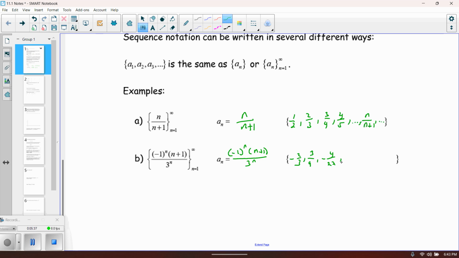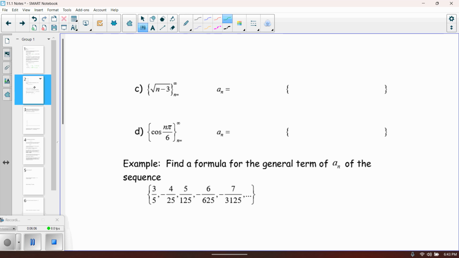Plugging in 4, it's an even power, so it's going to make it positive. We'll make it 5/8, and so on. The reason that I showed this one in particular is because of that -1 being raised to the n power. What that does is that gives you alternating terms. So you can see that every other term in this is going to have a positive and negative value. That's going to become pretty common. We're going to see that a lot.